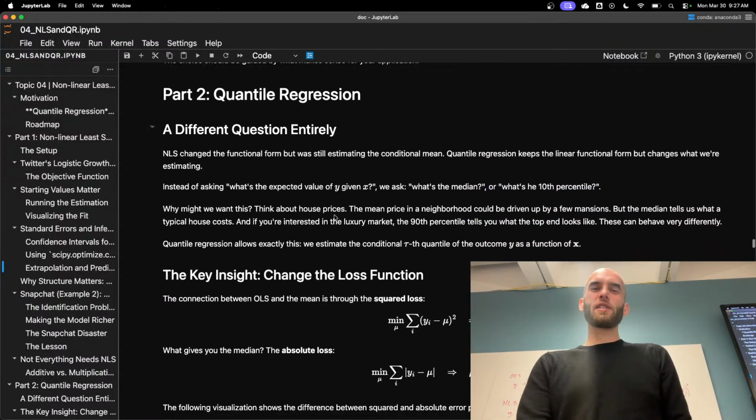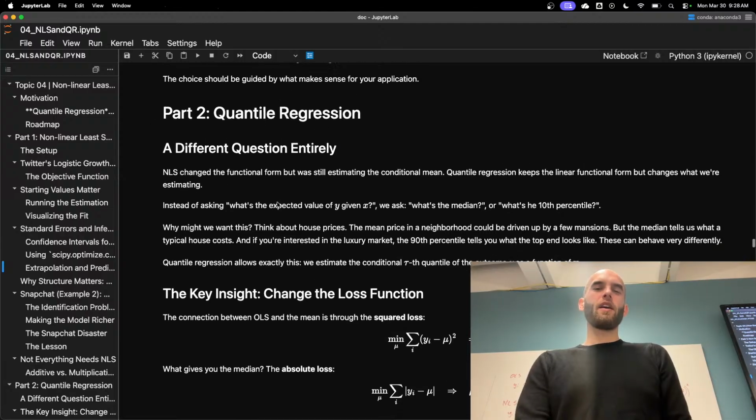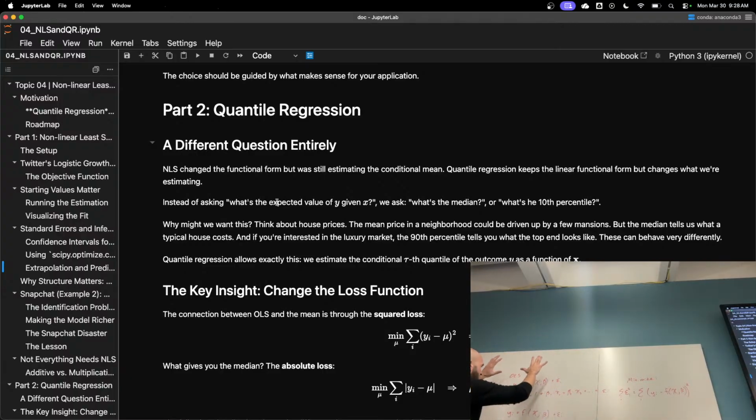The next thing we're going to do is talk about quantile regression. With nonlinear least squares, we relaxed the linearity assumption. For quantile regression, what we're doing is relaxing the error term, the sum of squared error terms. So this is the original OLS, the least squares error term. What we're doing instead is introducing an absolute deviation error.